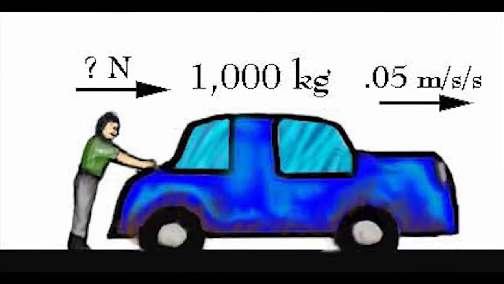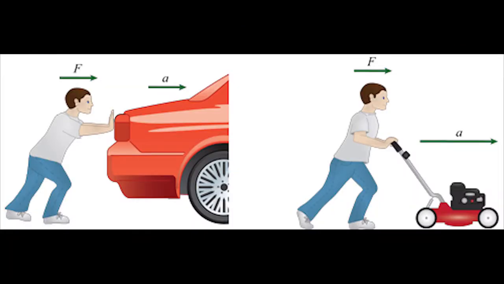Newton's second law is considered one of the most important laws in physics. It is really important that you master this law. It states that net force equals mass times acceleration. In other words, the acceleration of an object produced by a net force is directly proportional to the magnitude of the net force, in the same direction as the net force, and inversely proportional to the mass of the object.